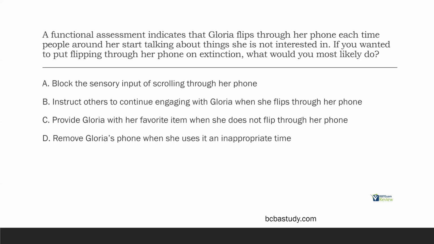Could be a good differential reinforcement procedure, right? Reinforce the positive behavior. But this is not extinction, right? This is positive reinforcement. And then D, remove Gloria's phone when she uses it at an inappropriate time. Well, this looks like an attempt at punishment, right? Or a negative punishment, response cost: you use your phone at an inappropriate time, we're going to take it away. The only one where we're going to put Gloria's behavior on extinction is going to be B. Instruct others to continue engaging with Gloria when she flips through her phone.